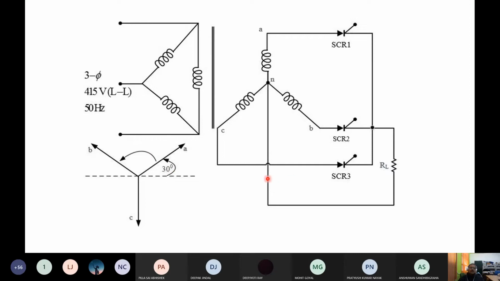So we have to trigger SCR1. SCR1 is short, so VAN will appear across the load. And what is the voltage across SCR2 and SCR3? They're open, so the line voltage will appear. VAB will appear across SCR2 and VAC will appear across SCR3, and they are reverse biased. So the minimum firing angle here is 30 degree.